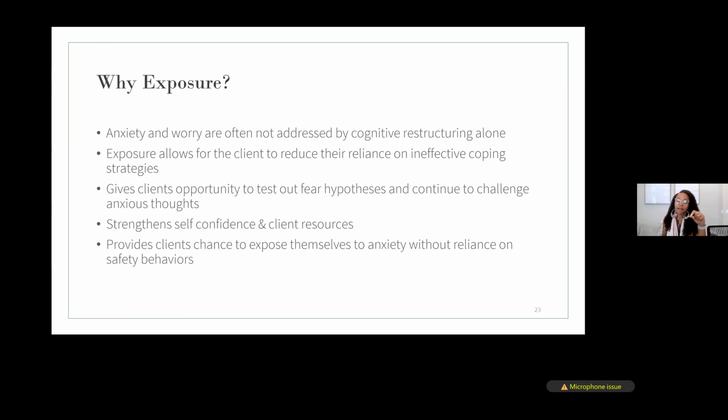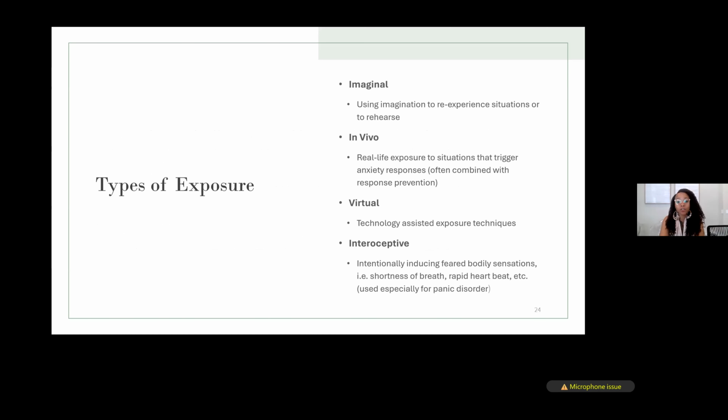Exposure also provides clients the opportunity to be in anxiety-provoking situations without relying on their safety behaviors. So in the case of OCD, for example, maybe you want a client to think about these thoughts that they're afraid of, or you want a client to encounter these circumstances that they're afraid of without relying on the ways that they would normally avoid that, without relying on the thought techniques, right, that they would use to try to avoid that, or the compulsions that they would use to avoid the discomfort of those situations.